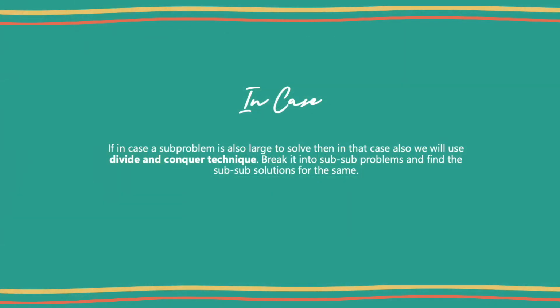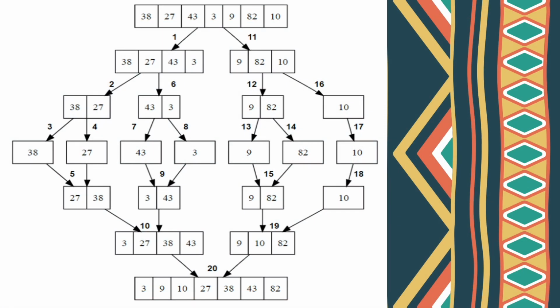If a sub problem is also too large to solve, then in that case also we will use the divide and conquer technique: break it into sub problems and find the sub solutions for the same. As you can see in this snapshot, merge sort has been implemented with the help of the divide and conquer strategy. You can see how the array is divided into sub arrays, and then these sub arrays are further divided to reduce the complexity of each. Then we combine those sub arrays back into a single array to get the desired sorted array.